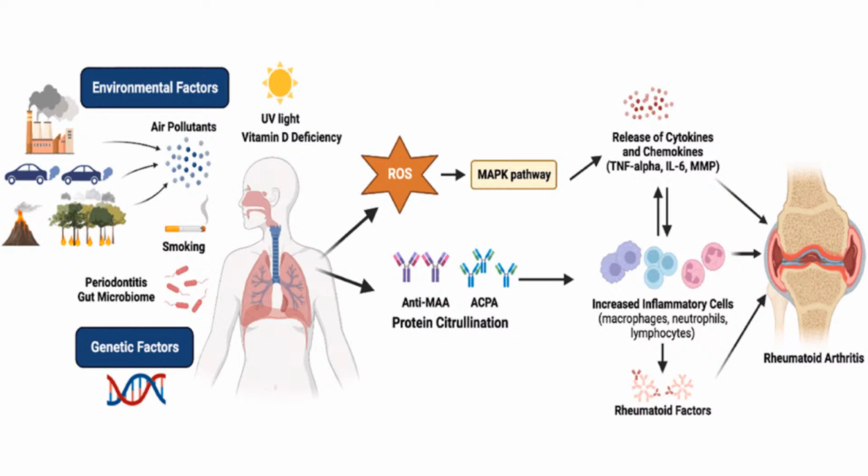So that's almost like a vicious cycle. You can see the release of cytokines leads to an increase of inflammatory cells that leads to rheumatoid factors, right? And the increase of inflammatory cells also increases the release of cytokines or chemokines, such as interleukin-6, which also plays a role in destroying our joints. And that, again, leads to a higher increase of reactive oxygen species.